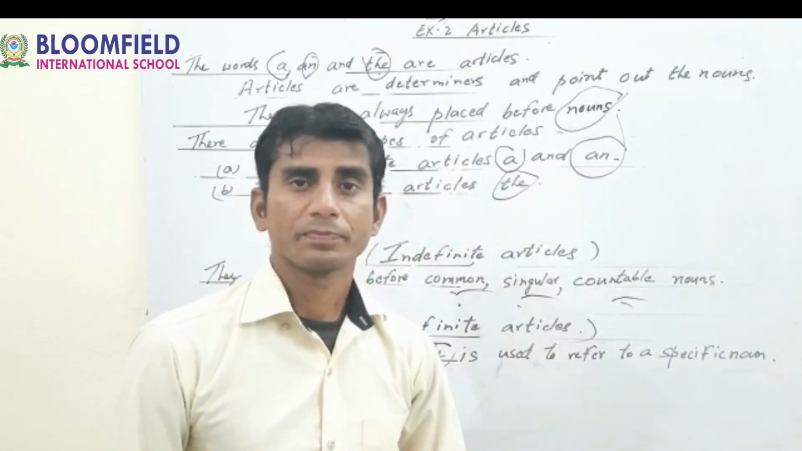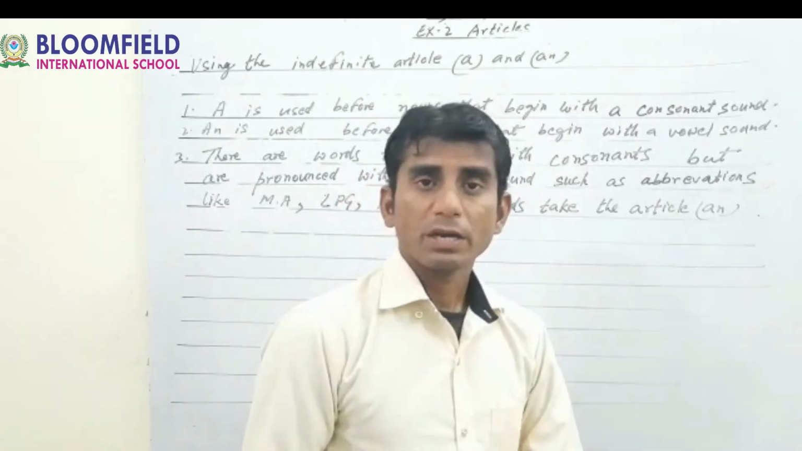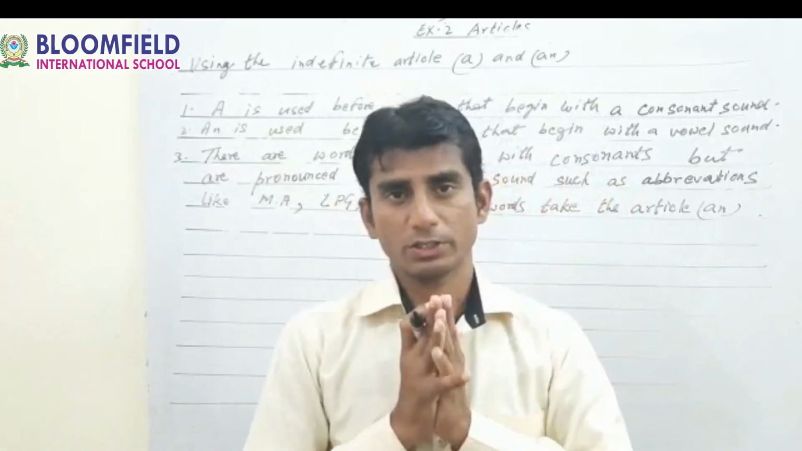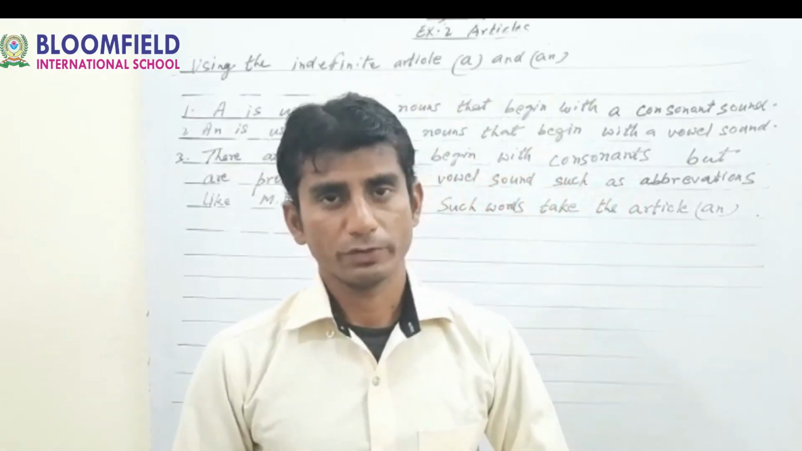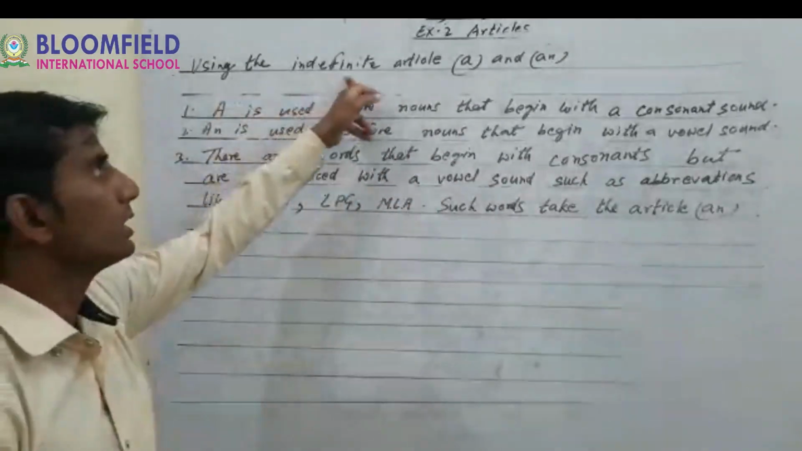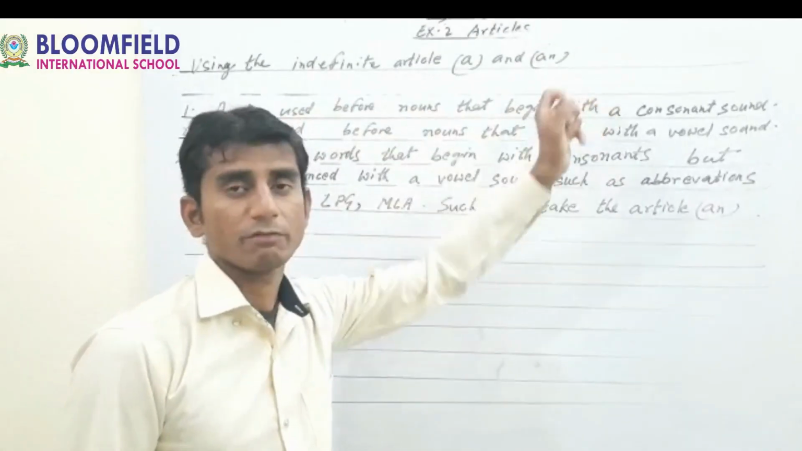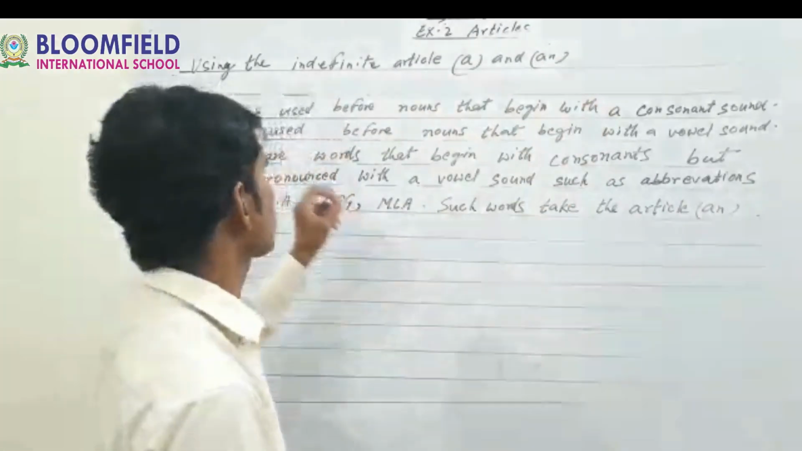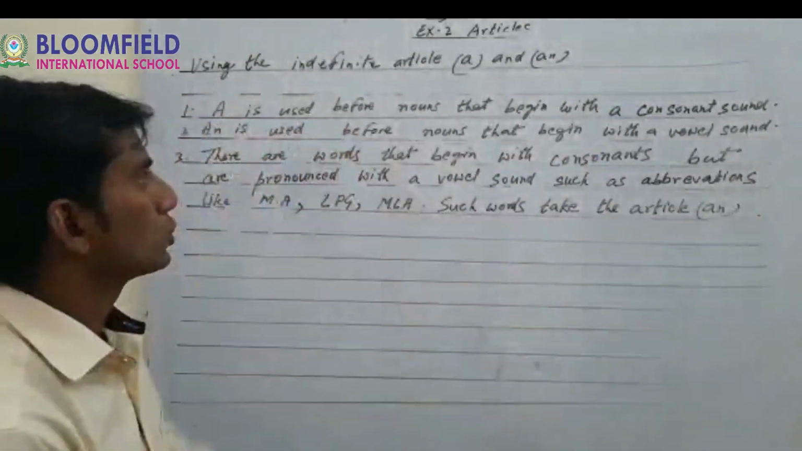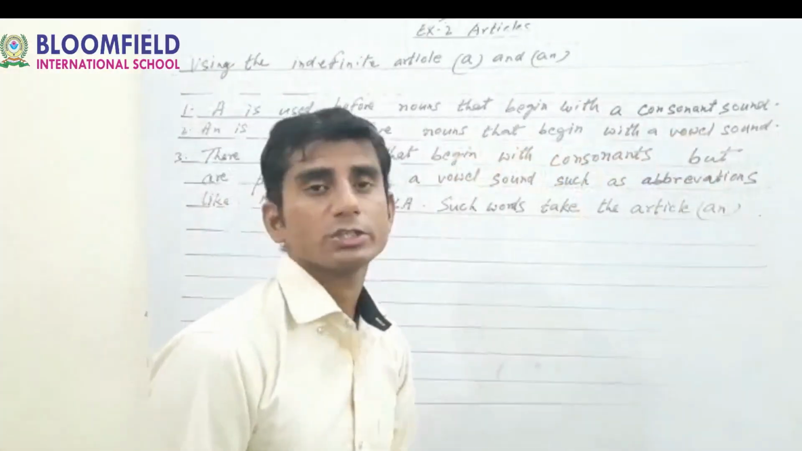Now guys, be very careful from here. I request you all to concentrate and watch the full video, guys. Now come here. Using the indefinite articles A and An, where we have to use them. The first point I have noted here: A is used before nouns that begin with a consonant sound. Consonant sound, guys.